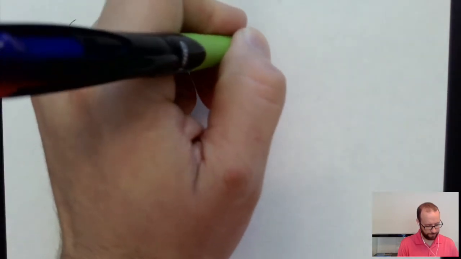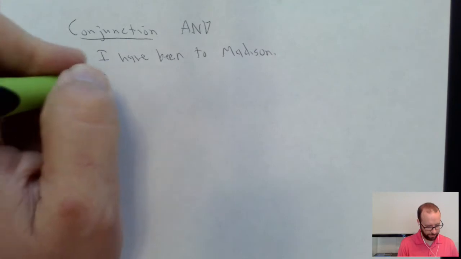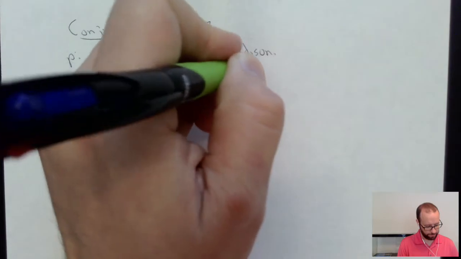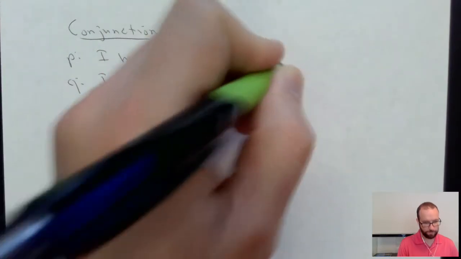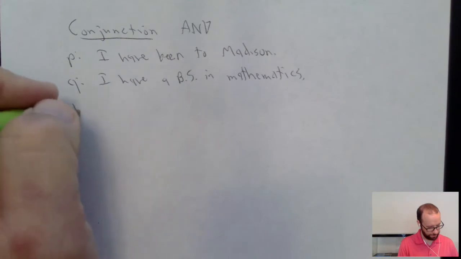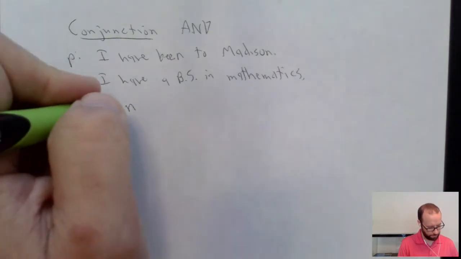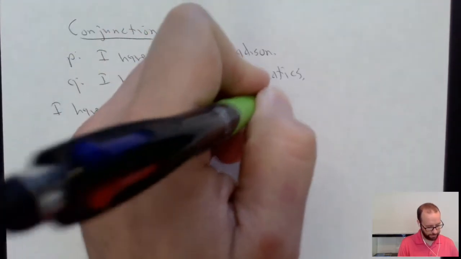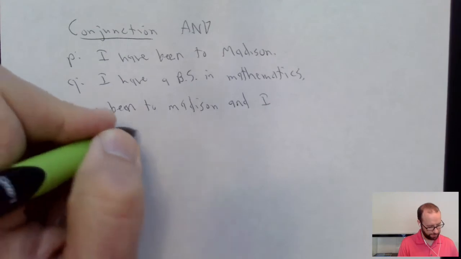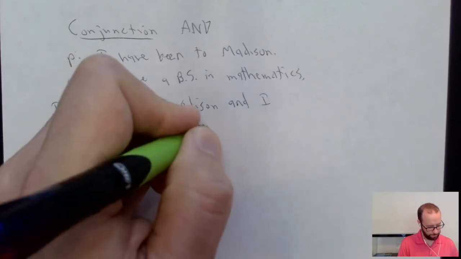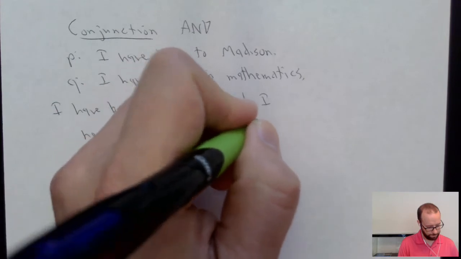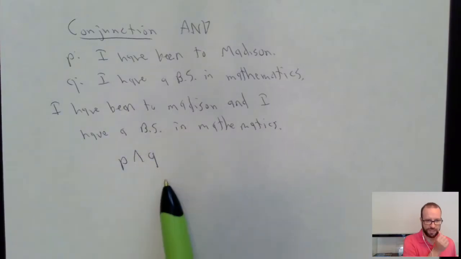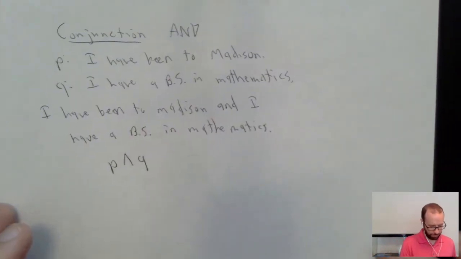Let's let P be I have been to Madison. And let's let Q be I have a BS in mathematics. I want to examine the statement I've been to Madison and I have a BS in mathematics. We already know we would symbolize this statement as P and Q, and this is exactly the kind of statement I want to use to represent our truth table here.